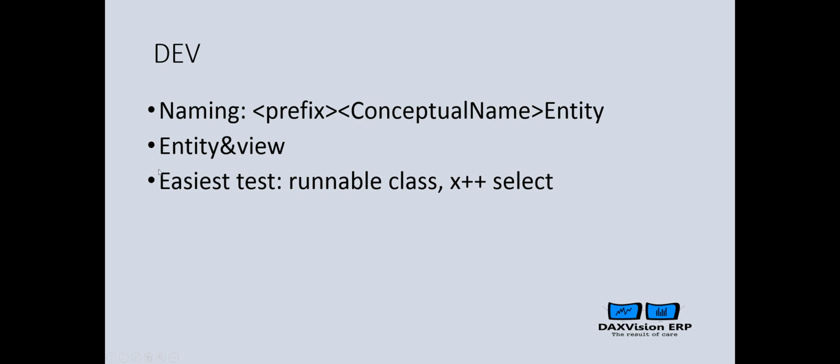The easiest way to test your data entity after this is to create a runnable class, which was a job in AX 2012, but now in D365 we have runnable classes, and you can write a select statement just as if it's a real table or view. And actually it is a real view in the background. It is creating a view in SQL Server, and I will show it.